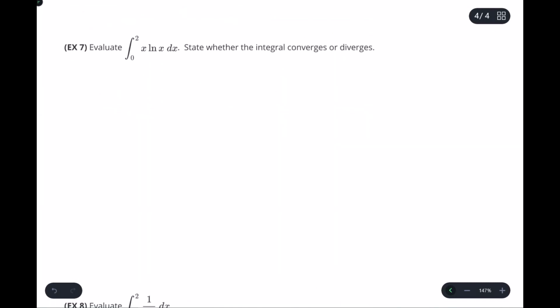Here's another. Evaluate the integral from 0 to 2 of x natural log x dx. State whether the integral converges or diverges. All right, so it would converge if we get a real number in the end, or it would diverge if we end up with infinity. So let's see what's going to happen here.